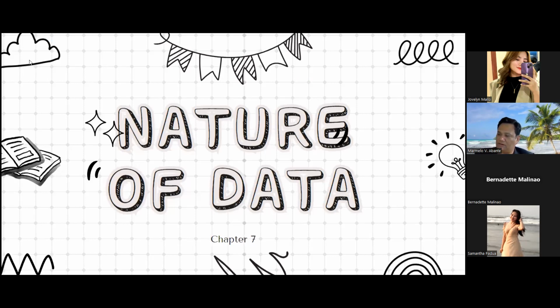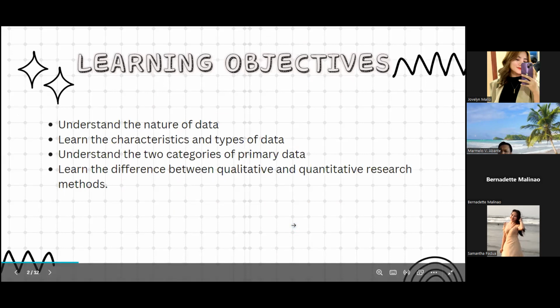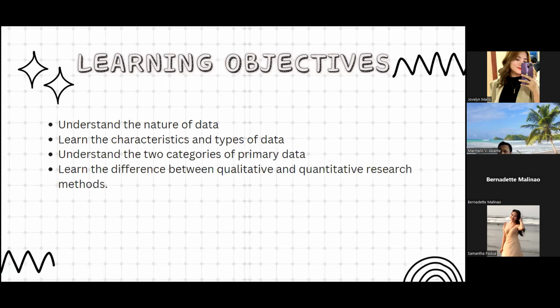I'll be discussing chapter 7, which is about the nature of data. Our learning objectives: first, to understand the nature of data. Next, to learn the characteristics and types of data. After that, we will also understand the two categories of primary data. Last but not the least, to learn the difference between qualitative and quantitative research methods.